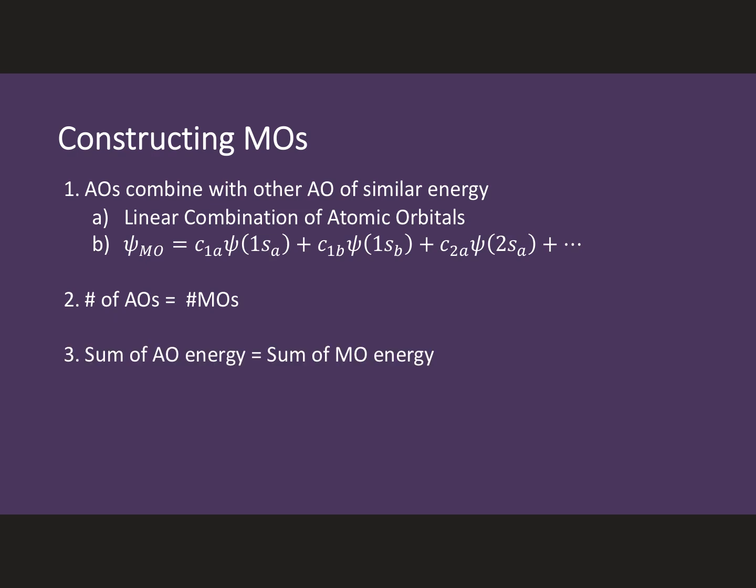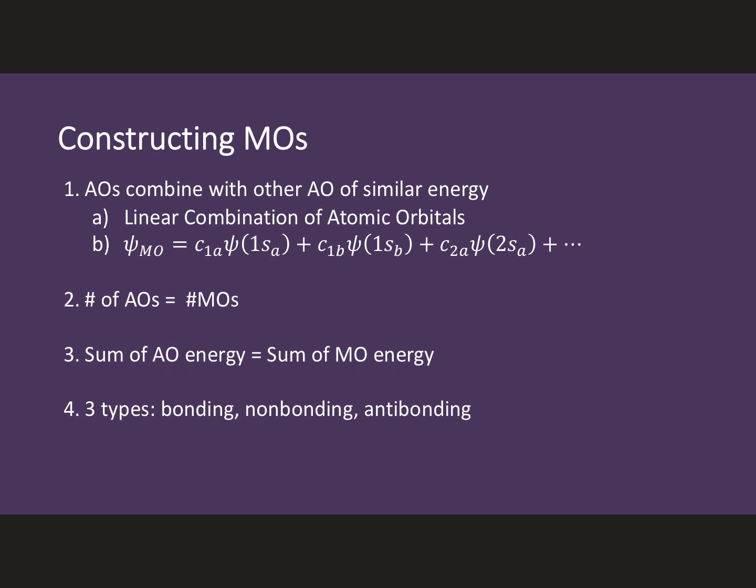Another corollary to that is, if we add up the energy of all of our atomic orbitals, it should be the same as our molecular orbital energy. So by putting our orbitals together in this new way, we're not creating energy. We're not destroying energy. It's still the same amount of energy. So again, nothing gained, nothing lost.